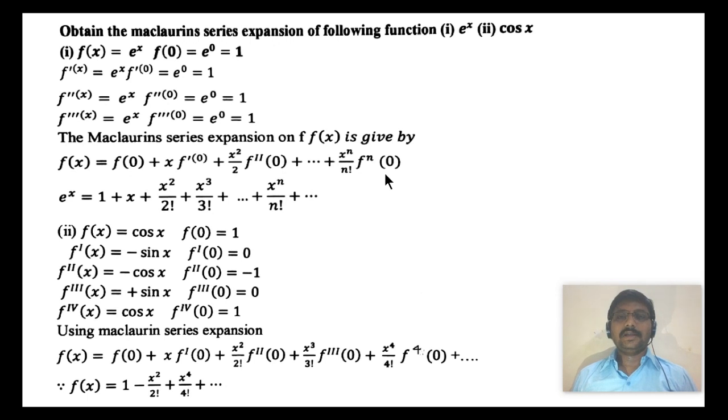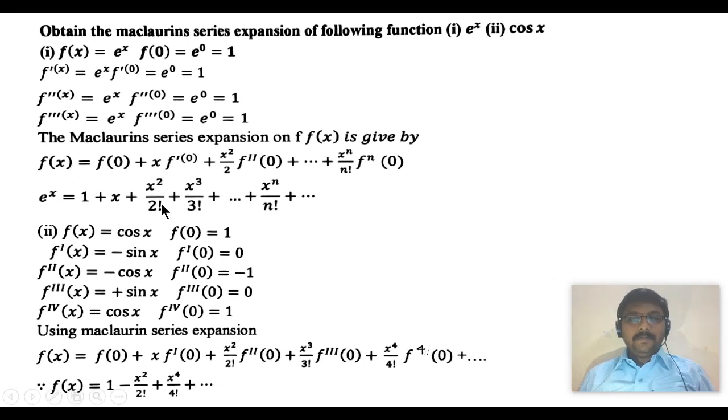plus and so on. Substituting all the above functional values in this formula, we will get the expansion of e power x. So e power x expansion is 1 plus x by 1 factorial plus x square by 2 factorial plus x cube by 3 factorial plus and so on plus x power n by n factorial plus and so on. So it is the expansion for e power x.